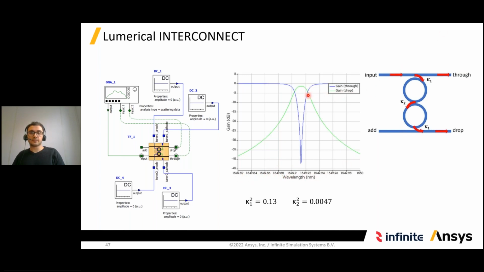Then next, in INTERCONNECT, we sweep along different wavelengths. And then we can read the coupling coefficients from the gain and from the two gains, we can see that the coupling coefficients are given by these values. But there's a little problem. We see that the peaks are not at the desired wavelength of 1550 nanometers.